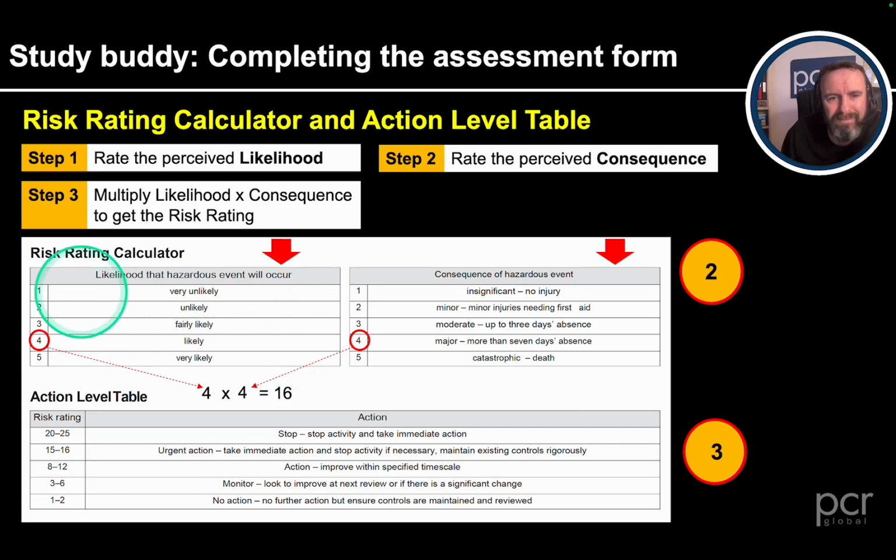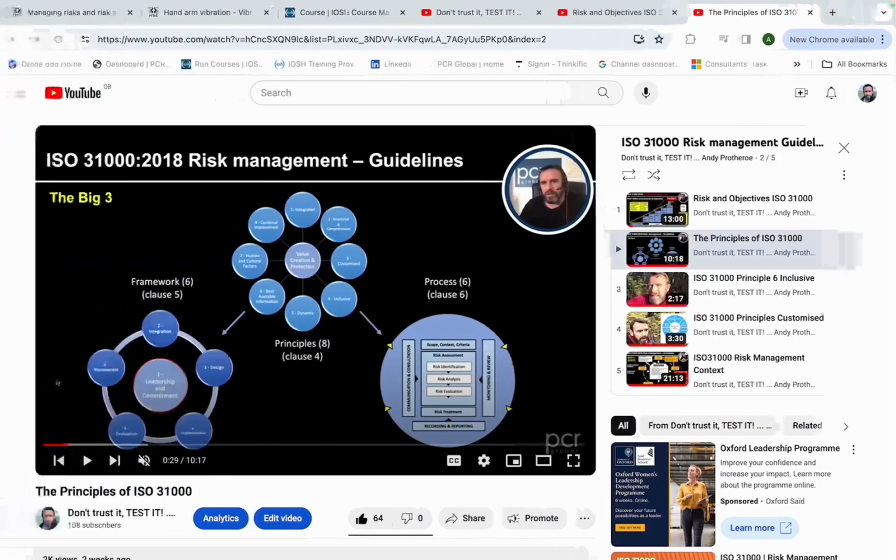Now, let's analyse this a little bit further. What we don't have in this example is a meaning for likely. What do we mean by likely? When we look at major, we do have some type of descriptor in this, more than 7 days absence from work. So that's quite helpful. I don't find this very helpful, but again, it's personal preference.